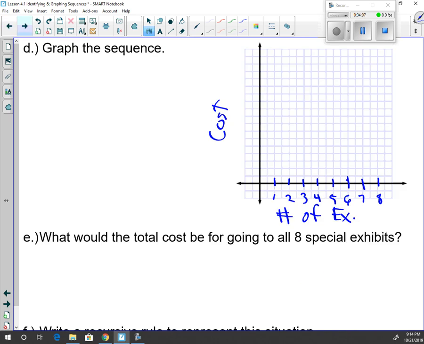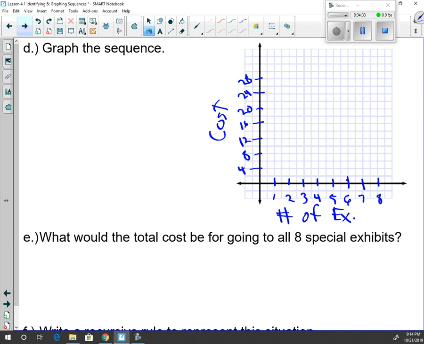So I've got to cover at least 26 on my graph, so maybe I'll count by 2s, but only label every other. So this would be 2, 4, 6, 8, 10, 12, 14, 16, 18, 20, 22, 24, 26, 28. And I know that's as high as I have to go.